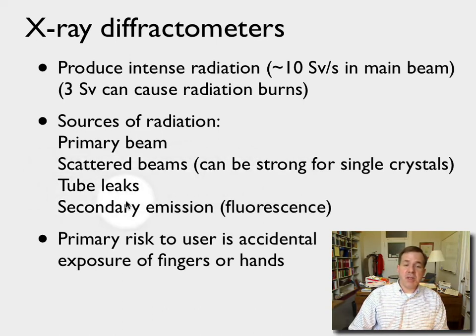It's possible that there can be tube leaks, so the X-ray tube may not only emit radiation from the window where it's supposed to come out, but it's possible to leak other places. And then it's also worth noting that you can have secondary emission. So for instance, if you shine X-rays on your sample, it may also fluoresce in the X-ray regime, and those fluorescent X-rays can also be potentially dangerous. The biggest risk, particularly in terms of these deterministic or acute exposures, is accidental exposure of the fingers or hands, particularly to the primary beam.